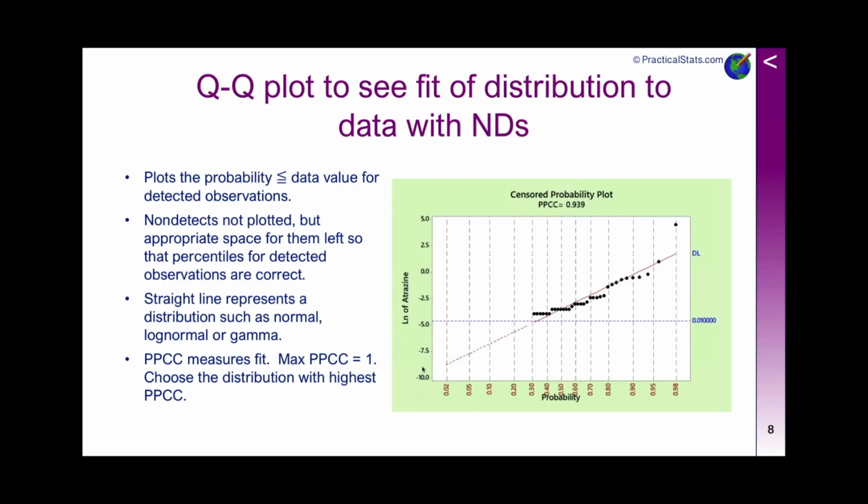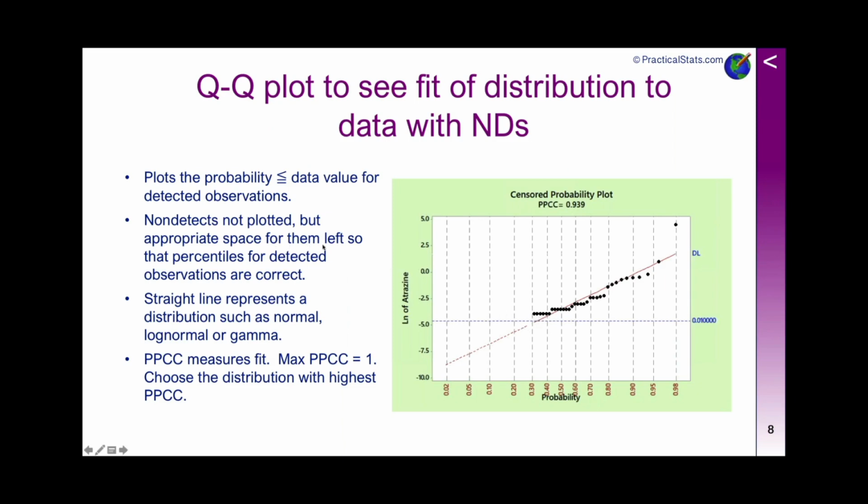So this is an example of a QQ plot, also called a probability plot, and it plots the probability of being less than or equal to the data value for an observation. What we have here is the value for the observation, or in this case, its logarithm, on the y-axis, and on the x-axis is the probability of getting that value or something less than that value. So this is the percentile. The x-axis is the percentile for that value.